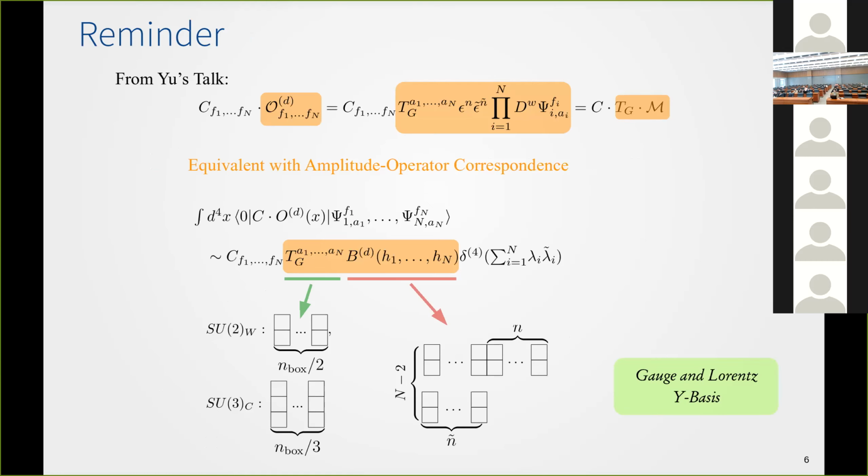From Professor Yu's talk, you might have already learned that for an arbitrary operator of a given type, one can factorize the operator into three parts: the gauge part, the Lorentz part, and the Wilson coefficient part. And using the amplitude-operator correspondence, one can find the independent amplitude basis, which helps us to construct the independent operator basis. And the independent gauge and Lorentz factors are given by the corresponding Young tableaux, which is what we call the gauge and Lorentz Y basis.